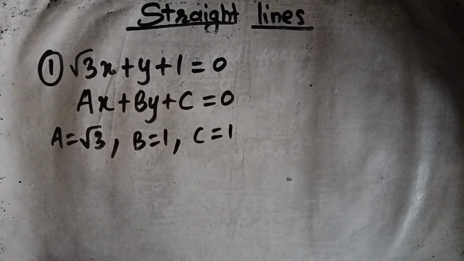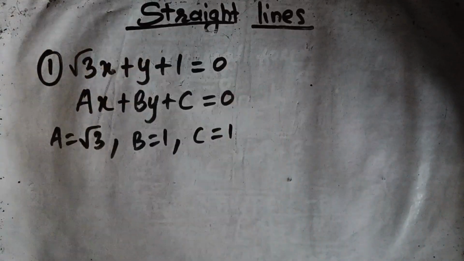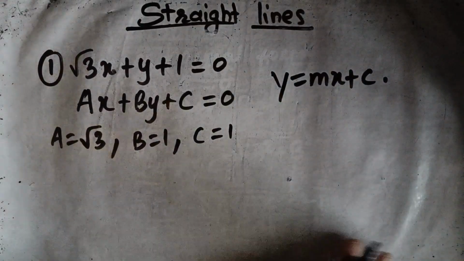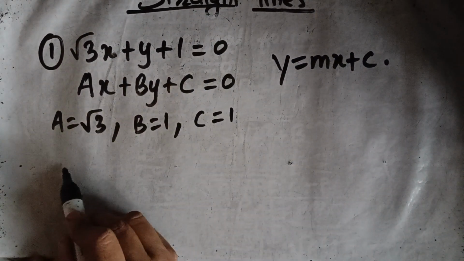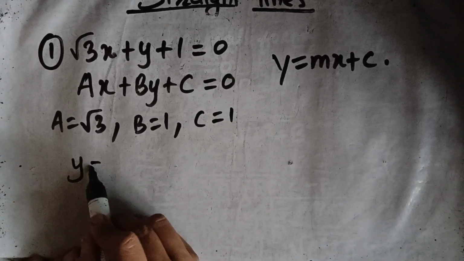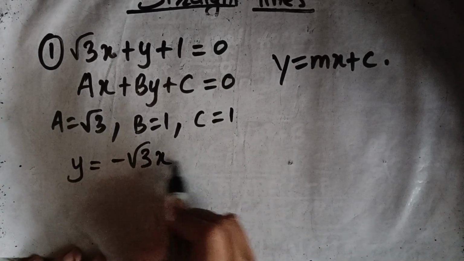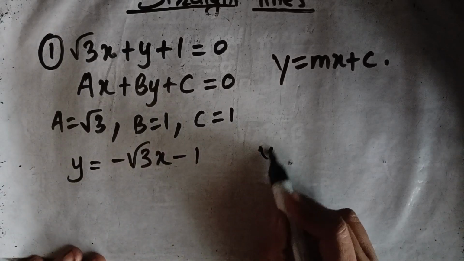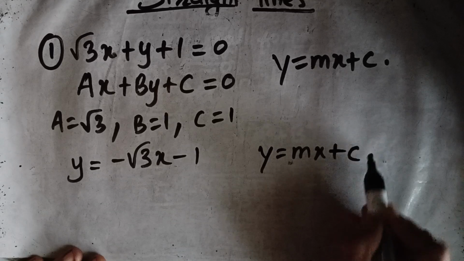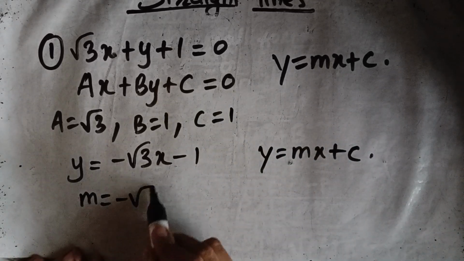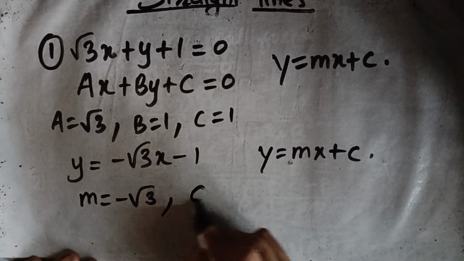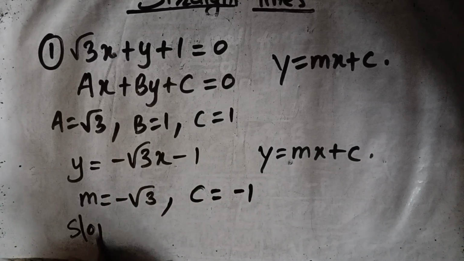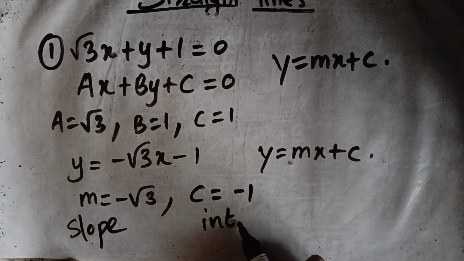Either you can use those formulas, or you can directly write this in the form y equal to mx plus c. In this equation, you keep y here only, with minus root 3 x, and that 1 goes to the other side. You have to compare this with y equal to mx plus c. So what is the value of m? m is minus root 3, and what is the value of c? Minus 1. So this is your slope and this is your intercept.